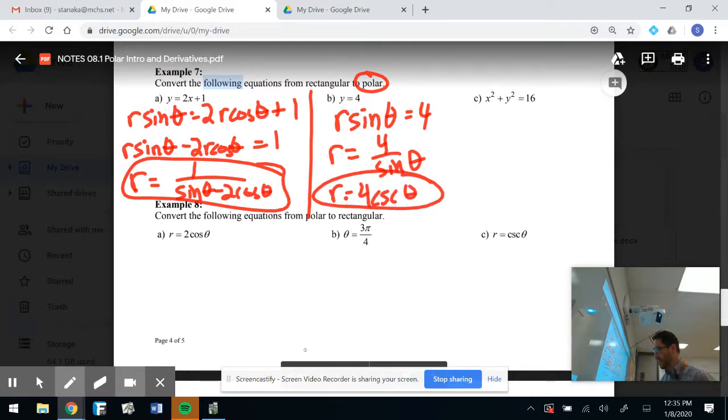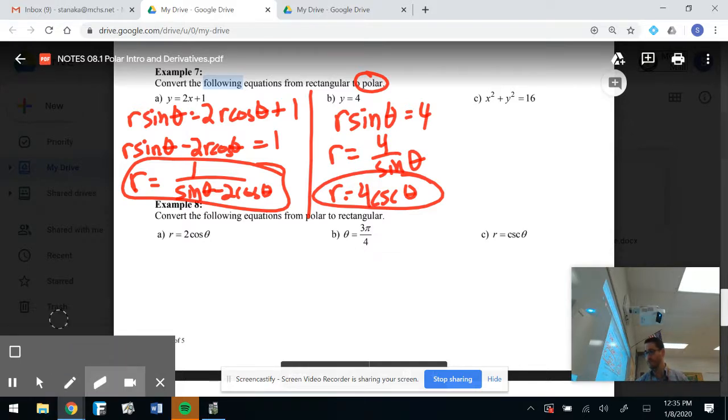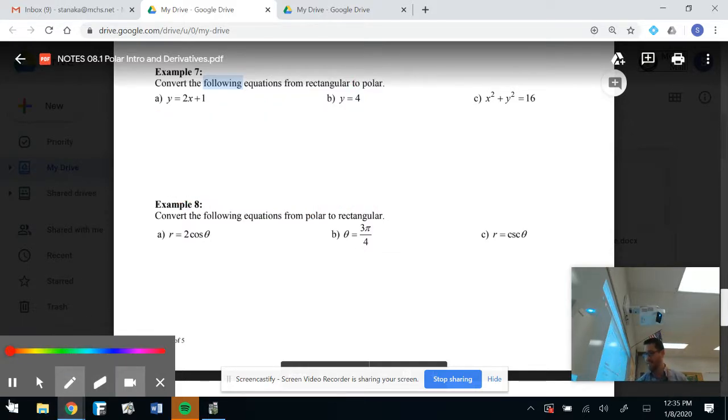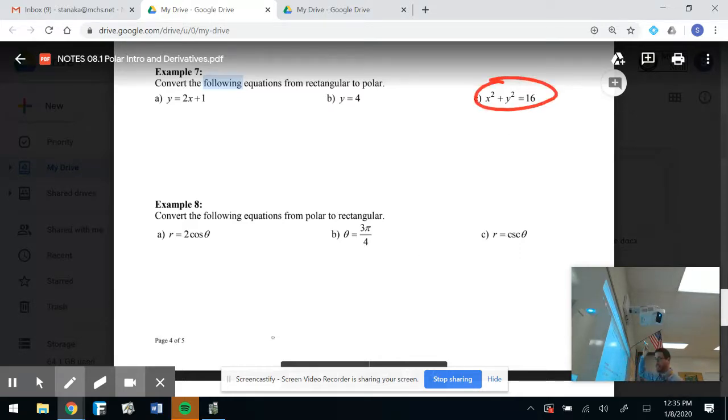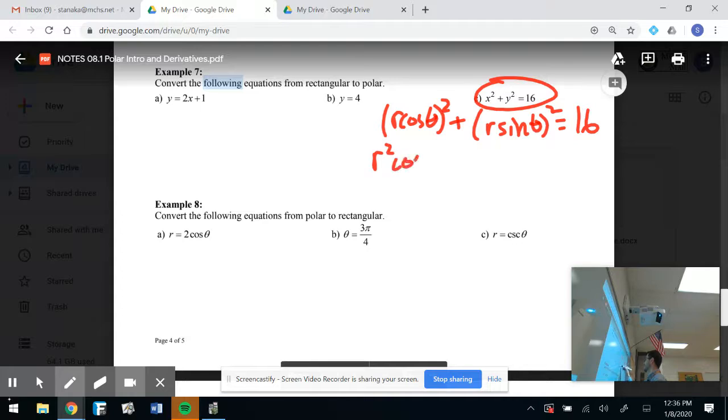Not bad. Next one involves a little bit more. Let's see who is able to have that light bulb go on when we need it to. Okay, x, that's my r cosine, right? Y, that's my r sine, equals 16. Let's go ahead and simplify a little bit, and I get this little fancy guy.